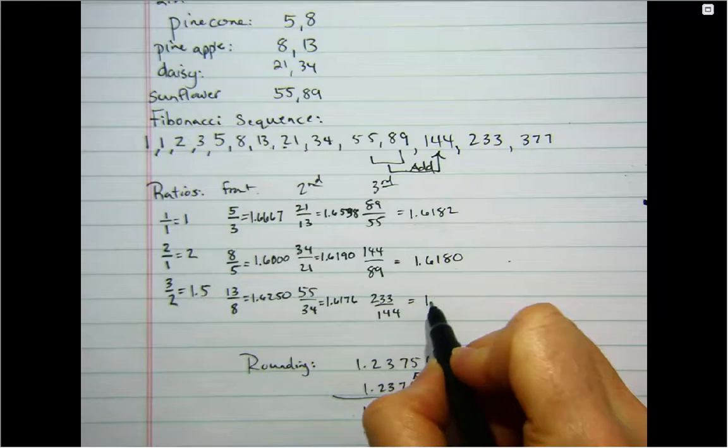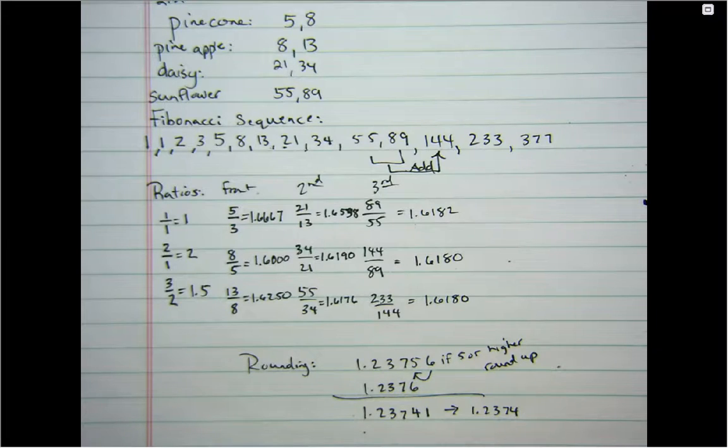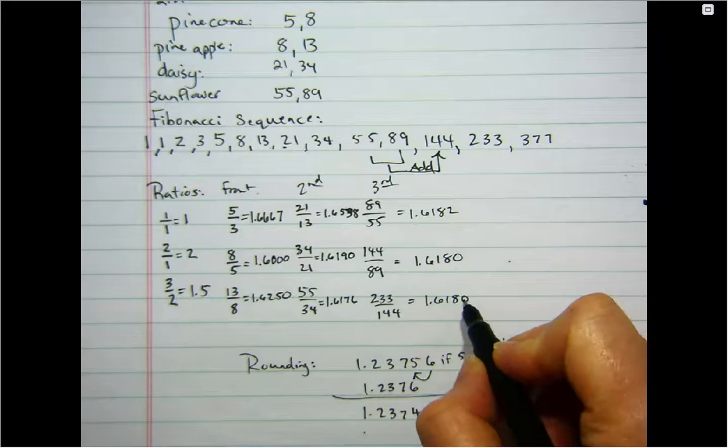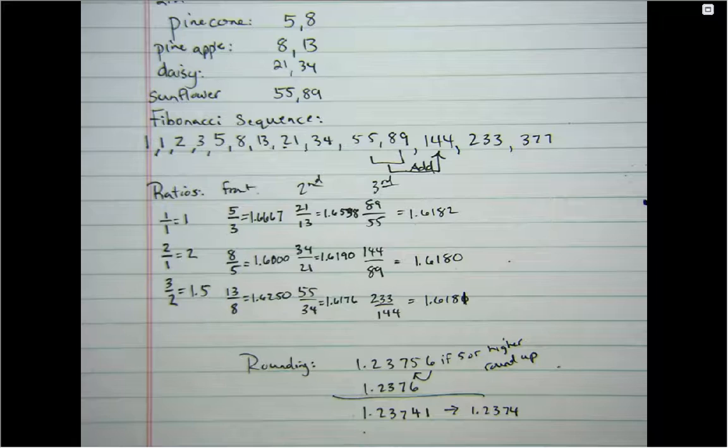1.6180. Oh, the same? I think these might have been a little different. Maybe I wrote it down wrong. Yeah, I got 1.610. Okay. I'm going to check. The number after the 0 was 5, so I rounded it up to a 1. Okay, right here? Yeah. Okay, round up to a 1.